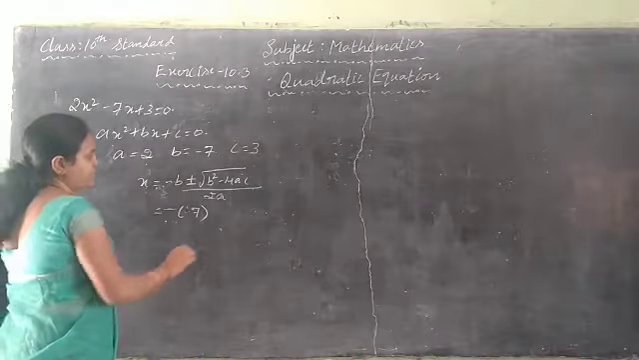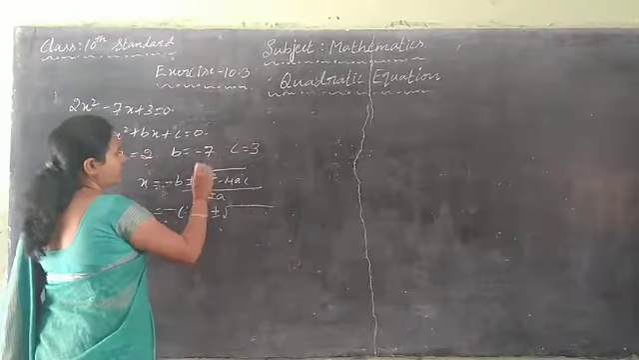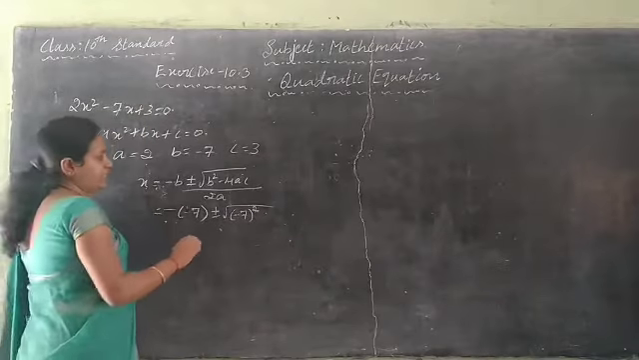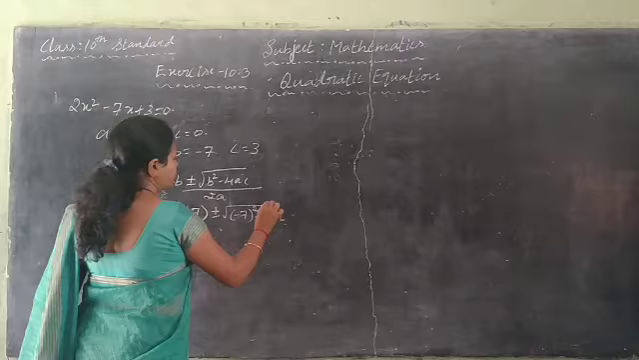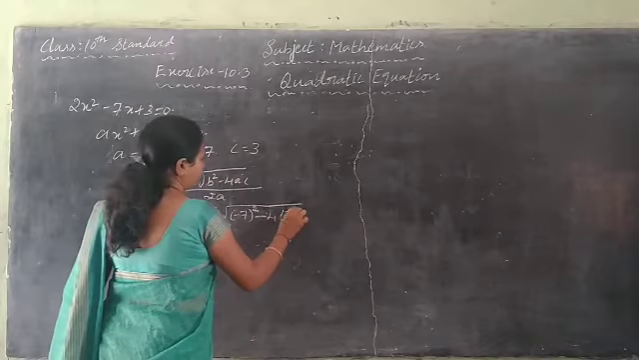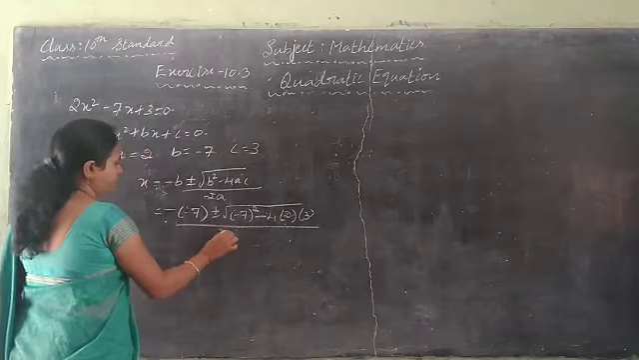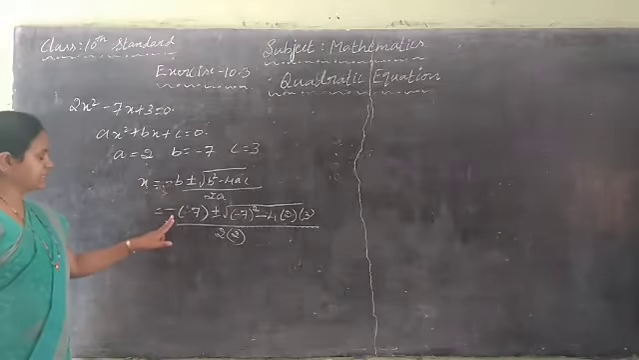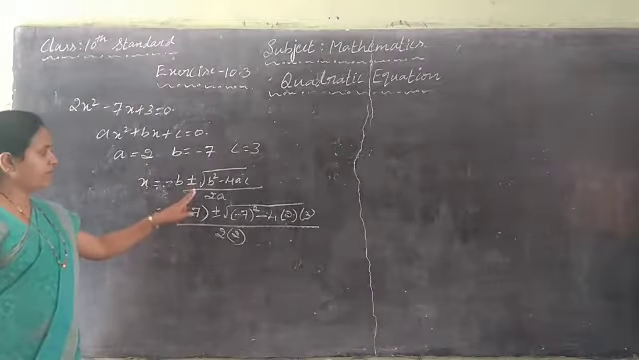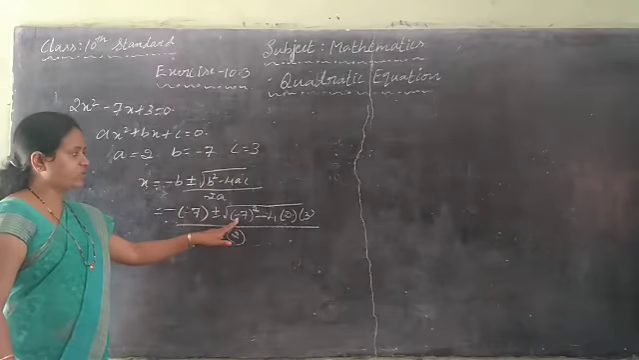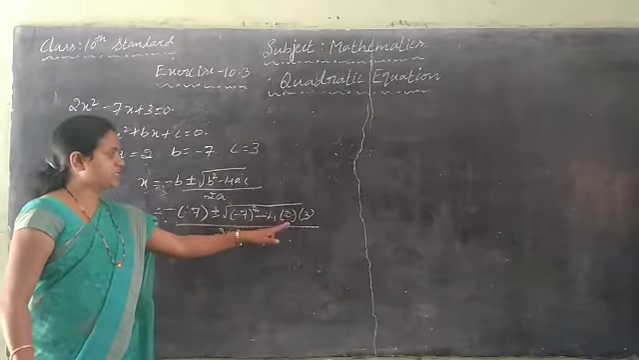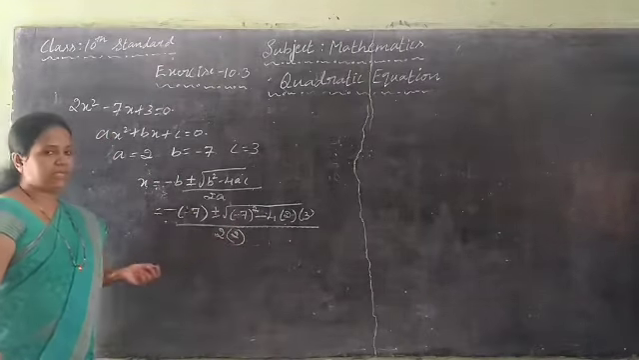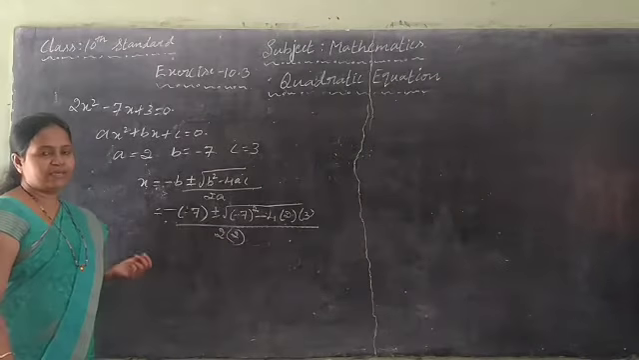The value of b is minus 7 plus or minus b square, that is, the value of b is minus 7 whole square minus 4 into a into c. What is the value of a? a is 2, c is 3, divided by 2 into a. Write down 2 as it is.